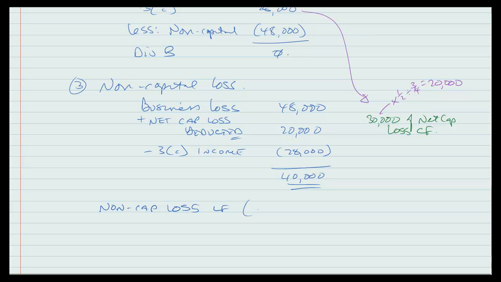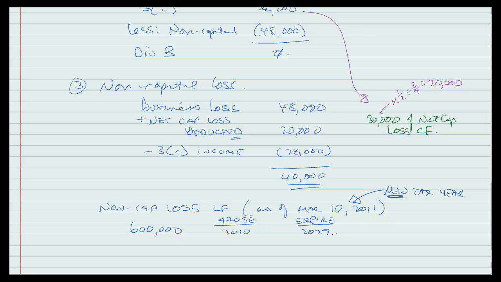So this is now going into, so let's call this as of March 10. So the beginning of the next year will be, so this is 2011, so the new tax year. We have $600,000 that arose in 2010 that will expire, well, 20 years from that, but the deemed year end counts as one, so assuming that they keep a December 31 year end, then I think those will expire in 2029. And then this $40,000 that arises in our 2011 short year, that's when they arose, then they will expire a year later, I think.